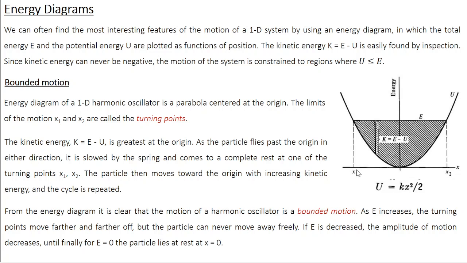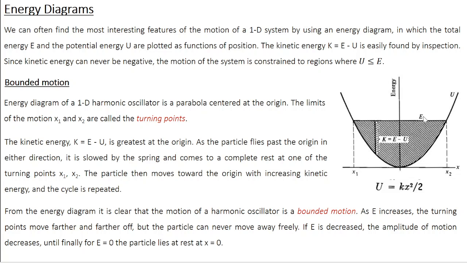Now these 2 points, x1 and x2, are known as turning points. Because the motion of the bob changes its direction at these 2 points. So x1 and x2 are the turning points. From this energy diagram, it is clear that the motion of a harmonic oscillator is a bounded motion. What do I mean by bounded motion? If you take the case of a simple pendulum, the bob can move only up to these points x2 and x1. Beyond that, it cannot go. In other words, the motion of the system is bounded by these 2 turning points.